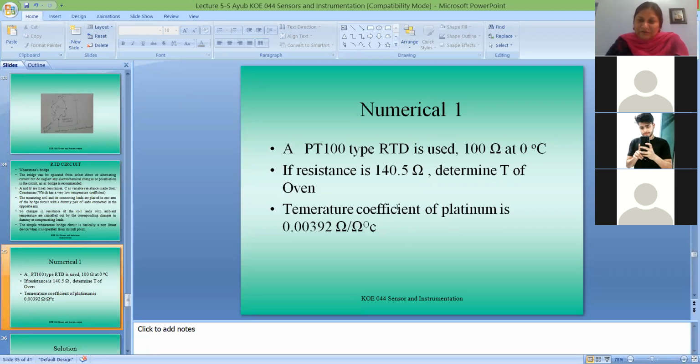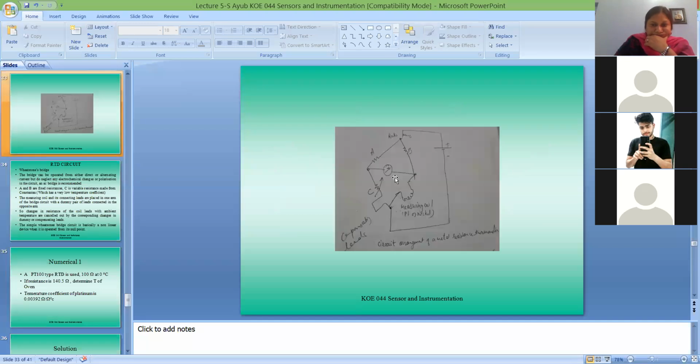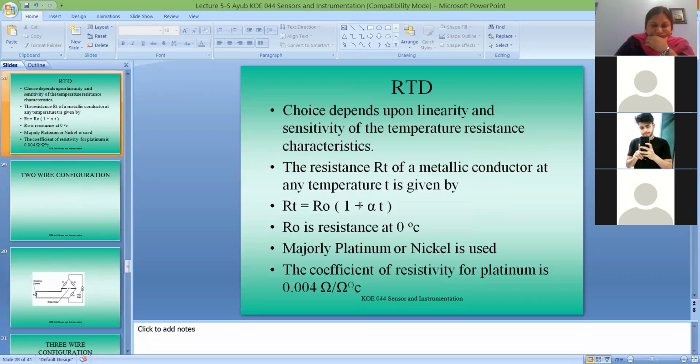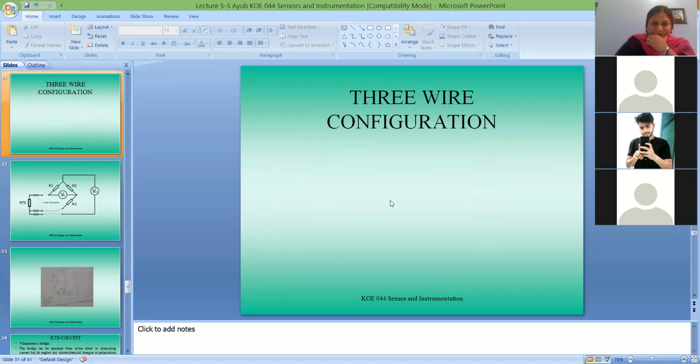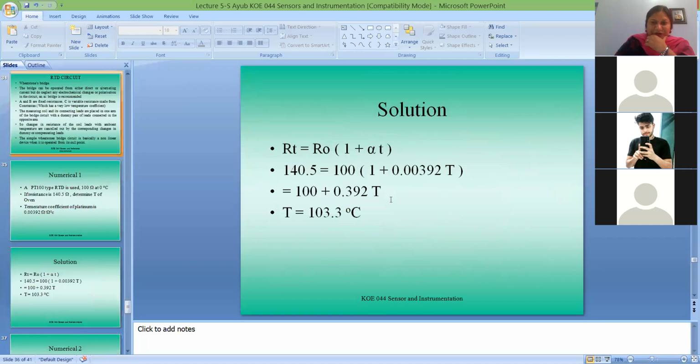So you should know the alpha of this material. PT means platinum. So alpha of platinum is 0.004, or exactly it is 0.00392 per degree Celsius. So can you find out the temperature T? Please do. I have given you the formula also. The formula is this: RT is equal to R0 into bracket 1 plus alpha T. So please calculate.